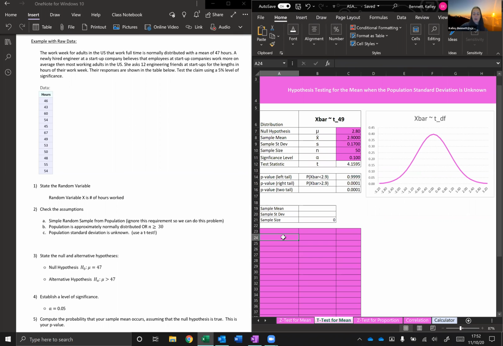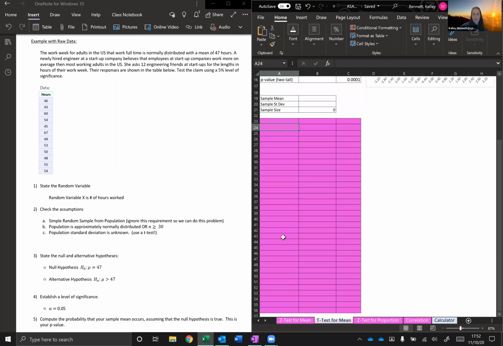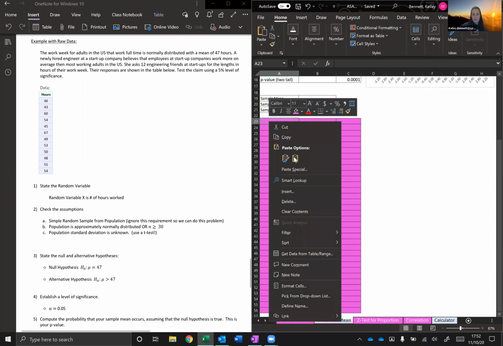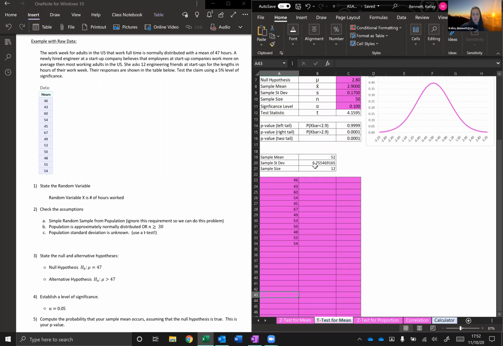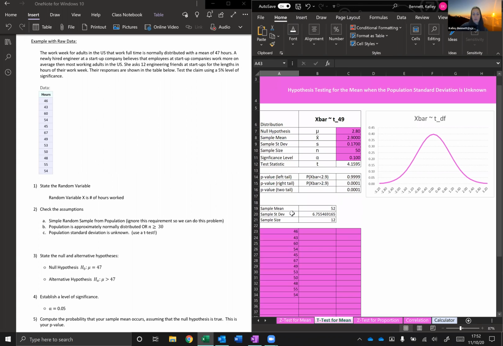Notice here at the bottom, we have this big open area of cells in pink. That's where we're able to input our data. So I want to copy our data and insert it here. As soon as I insert the data, it's automatically going to compute my sample mean, my sample standard deviation, and my sample size. Notice that it's not going to automatically import it here, so let's go ahead and clear all this out.